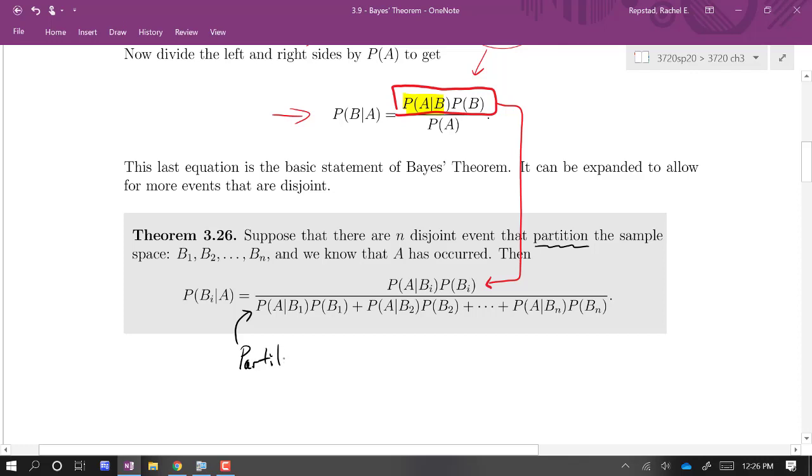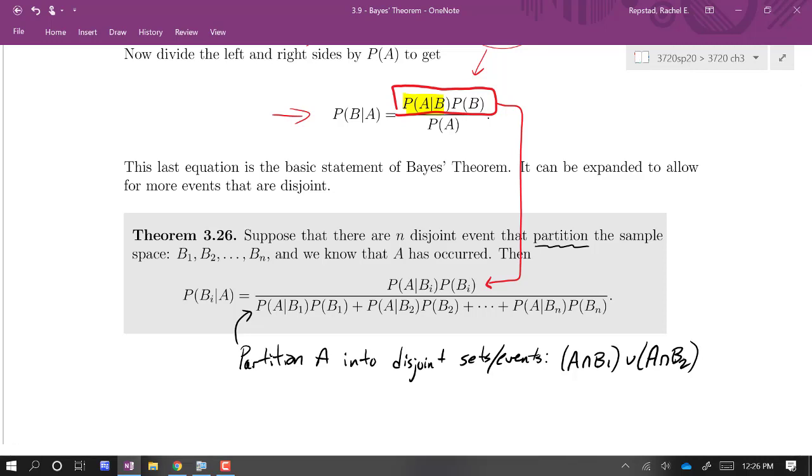If we partition A, the event A, into these disjoint sets or events, which is A intersect B1 union with A intersect B2. Remember, the Bi's are disjoint. They're a partition for the sample space. So A can only intersect one of them at a time. So these intersections are disjoint.